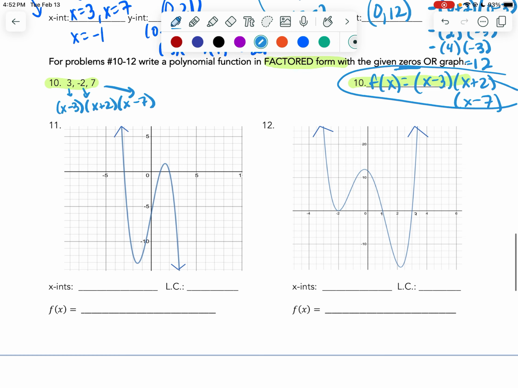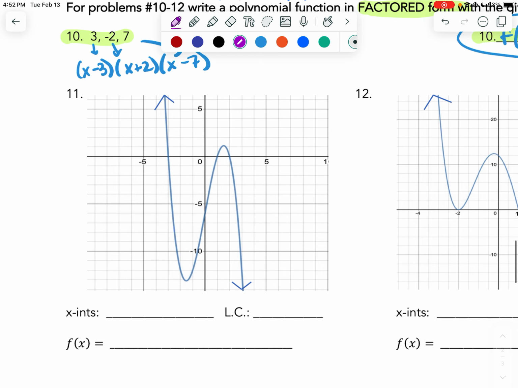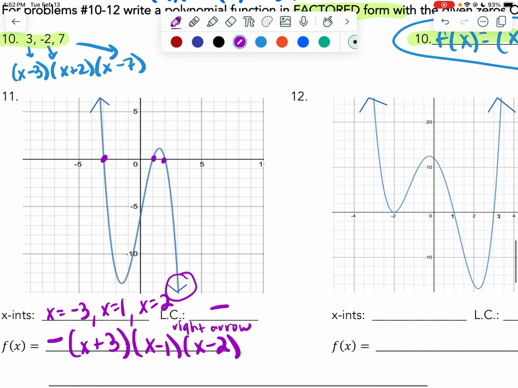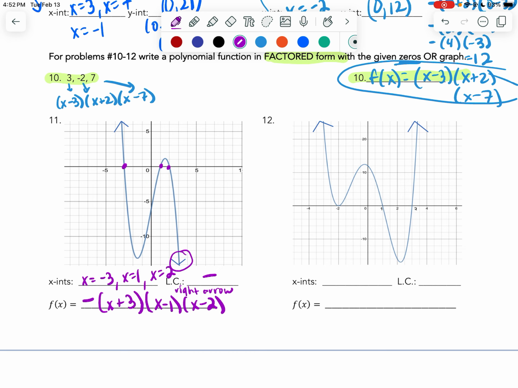So the next ones are pretty much the same thing. So if I wanted to write my x-intercepts first, I have one at -3, +1, and 2, right? It's the place the graph crosses the x-axis. My leading coefficient is based off of the right arrow. So since that's going down, this one's going to be negative. So I know I have to have a negative in front. And then I'm just going to take these x-intercepts and write them as factors. So remember, it's always the opposite. So it would look something like that. Okay, so pause me, try number 12, come back, check it, and then we're all done.